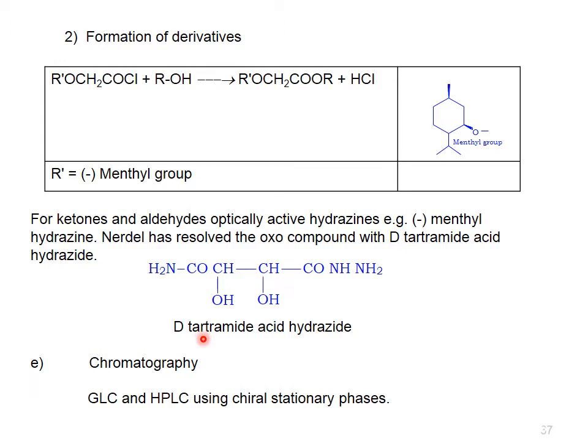Through chromatography, we can easily separate the enantiomers, like GLC, gas liquid chromatography, and HPLC, high performance liquid chromatography, using chiral stationary phases. When we use the chiral stationary phases, we can easily separate the two enantiomers by chromatographic techniques. Chromatographic techniques are gas liquid chromatography, GLC, and high performance liquid chromatography. Here we are using a chiral phase for the separation of enantiomers.